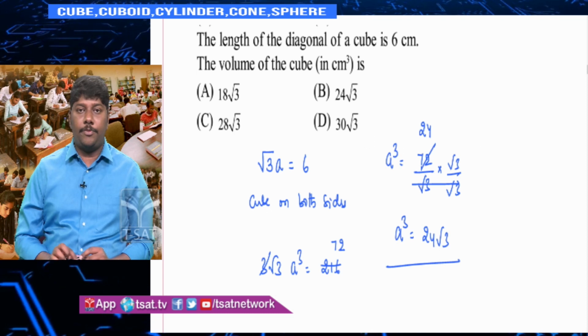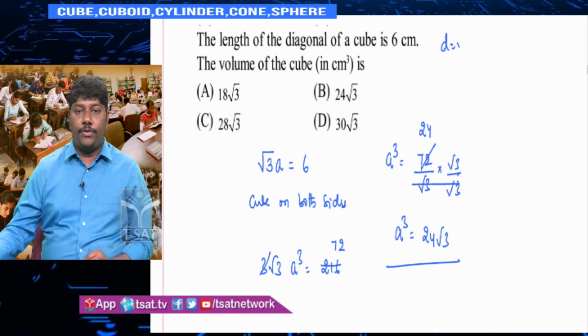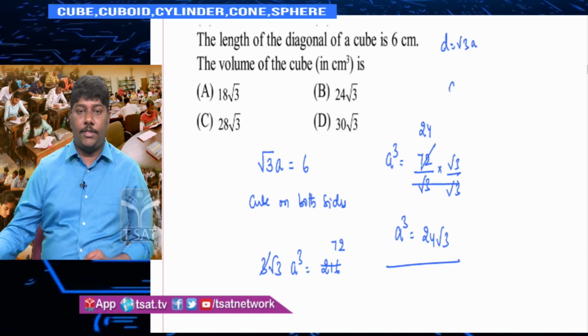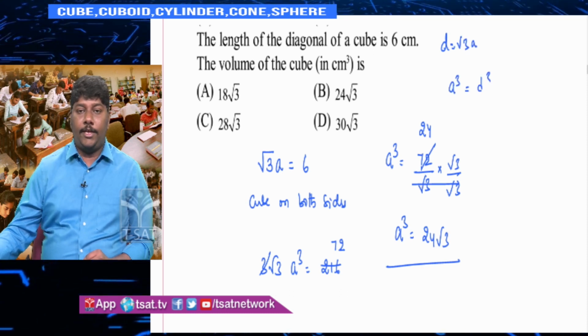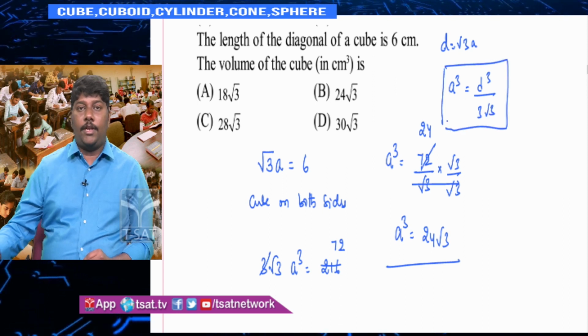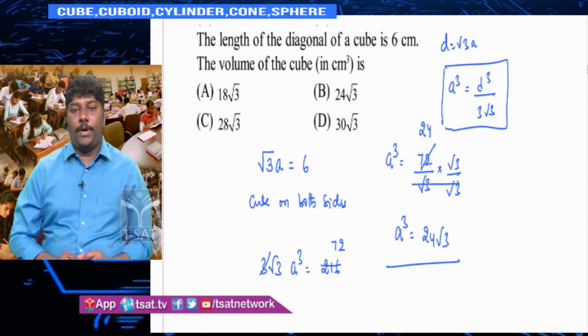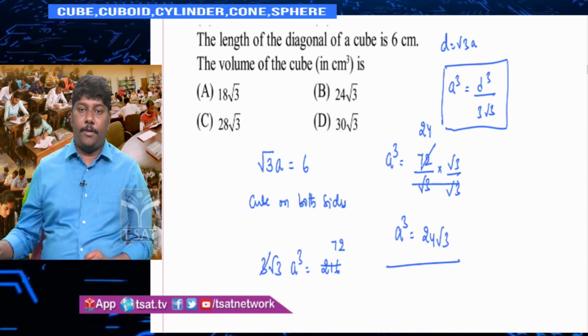If you want the direct relation between the diagonal and the volume, simply remember the diagonal is equal to root 3 a. Cube both sides: a cube is equal to diagonal cube by 3 root 3. This is the direct formula relating the volume and the diagonal of a cube. So do d cube by 3 root 3, and you will get the answer there.